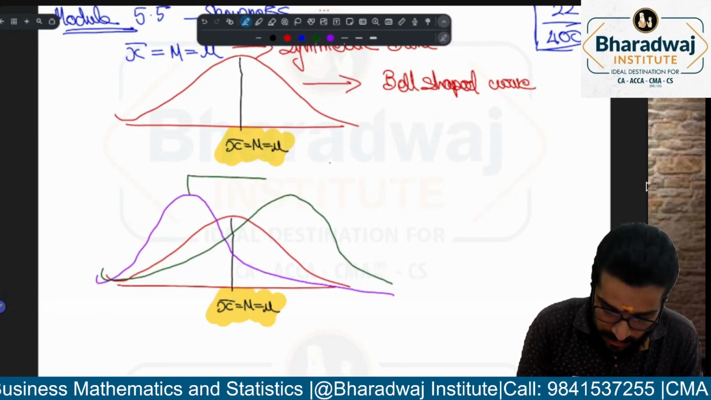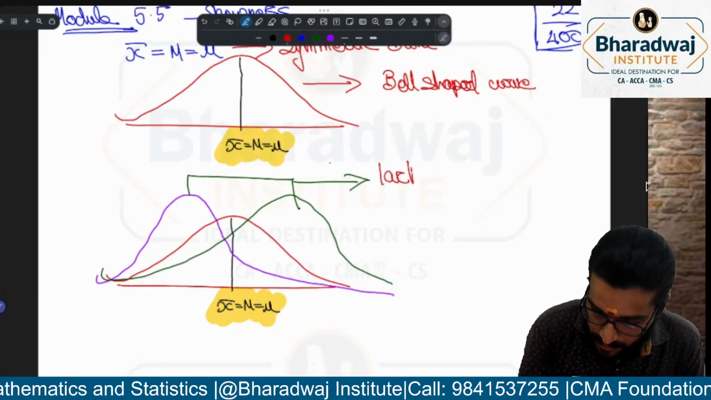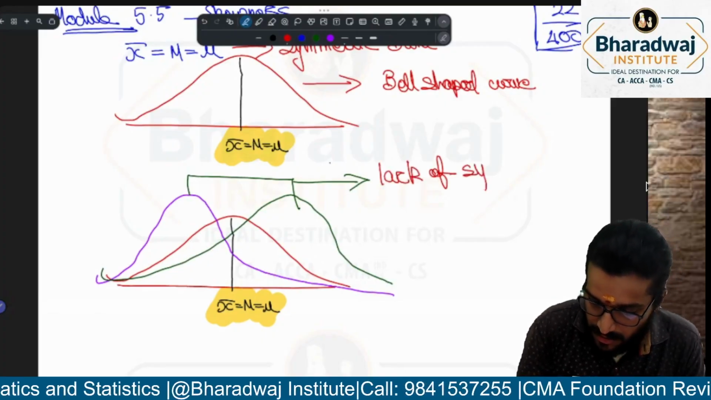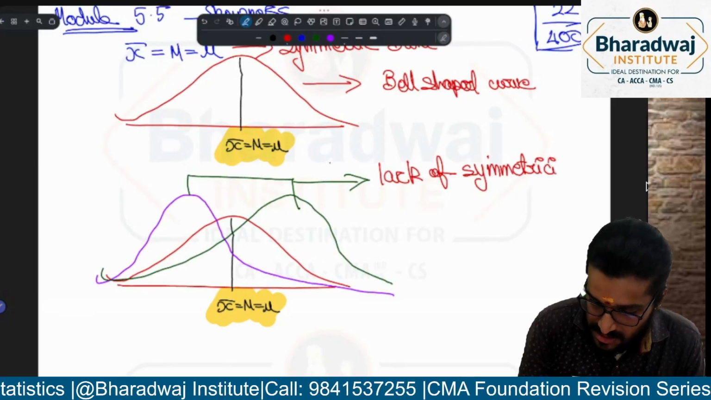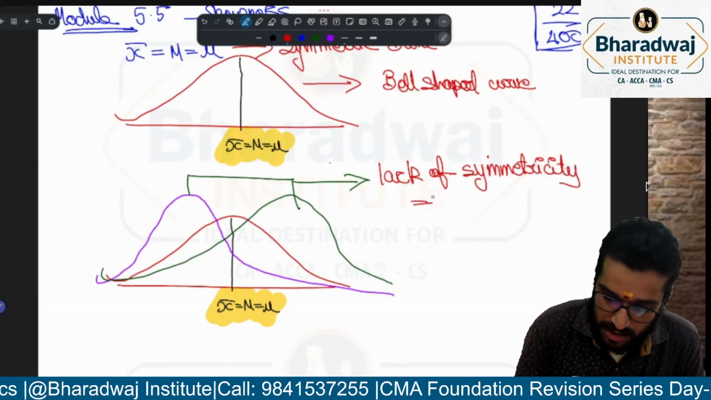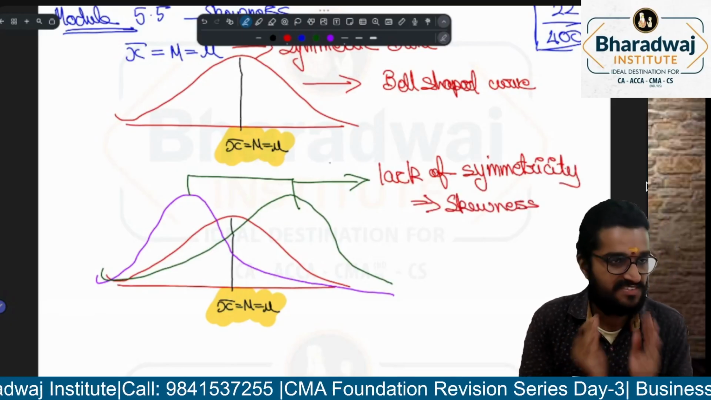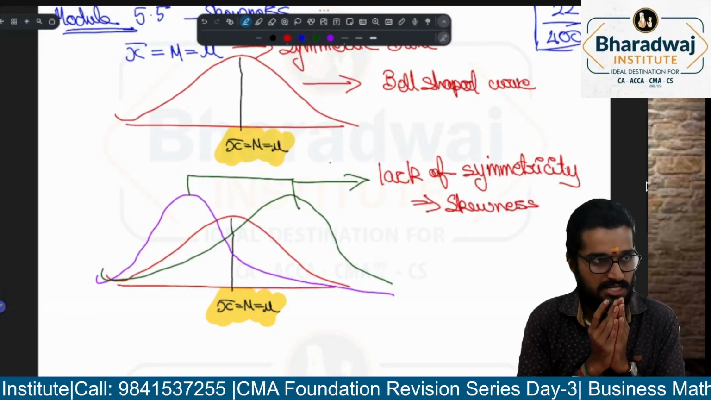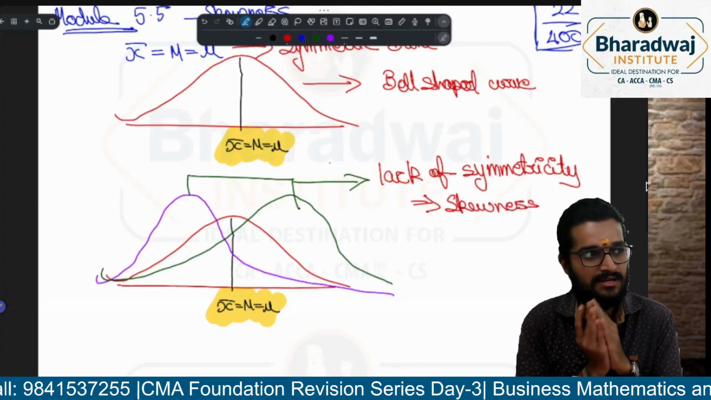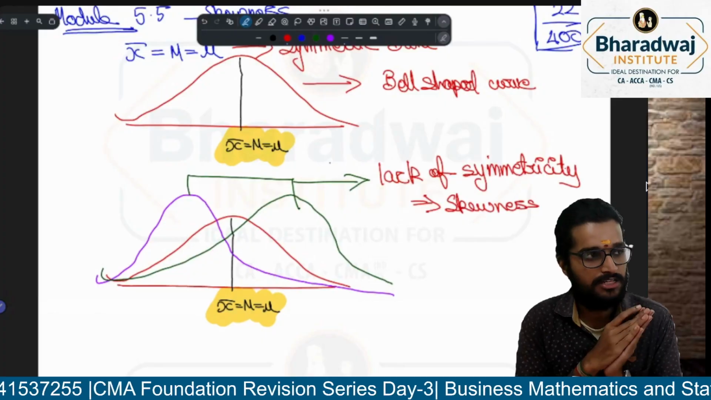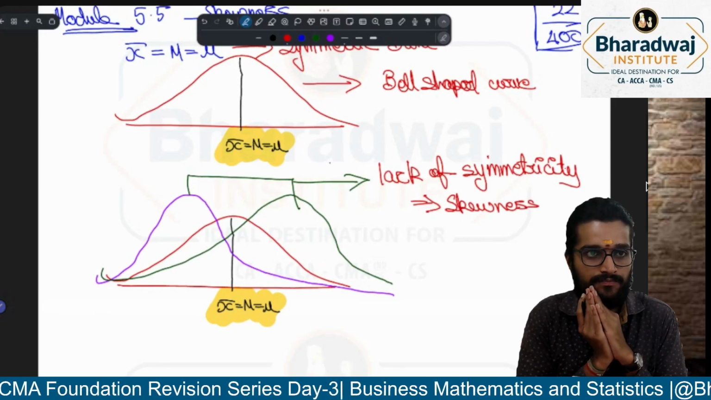So both of these curves suffer from lack of symmetricity, right? Such lack of symmetry is what we call skewness. So a skewed diagram, a skewed data, represents data that has shifted from the symmetricity. That's what we call skewed data.